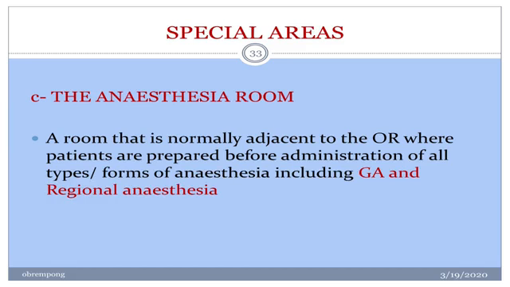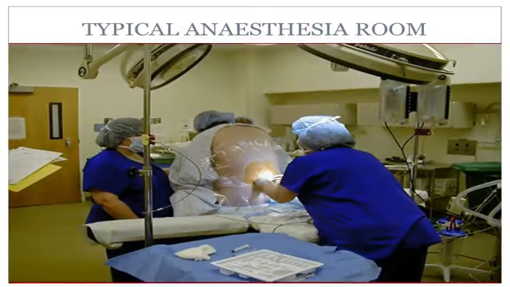So it is a room that is normally adjacent, or where a patient is prepared before administration of some types of anesthesia. So you can have a general anesthesia and a regional anesthesia sometimes given. So this is a typical anesthesia room. So a patient is just sitting on the bed, and then the anesthesiologist is administering the anesthesia to the individual through the lumbar vertebrae.